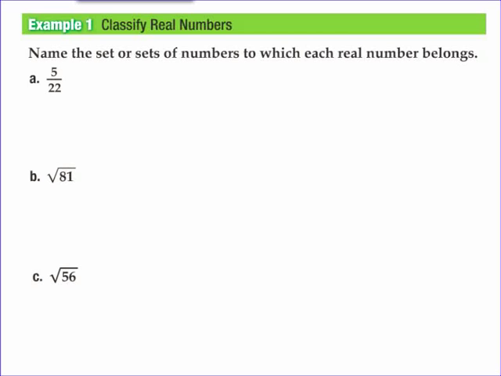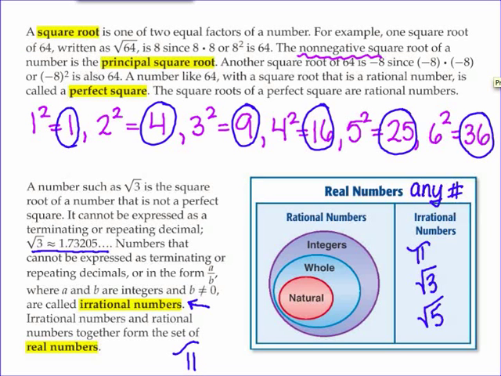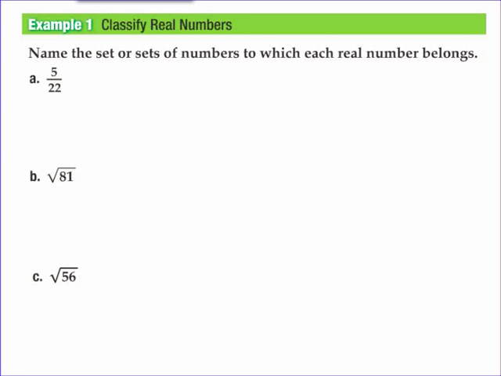So let's go ahead and look at an example. We're going to start with the number 5/22. If I go back to that Venn diagram, I need to figure out where 5/22 belongs. Is it a natural number? Is that a number you can count on your fingers? No. Is it a whole number? No. Is it an integer? No. What is 5/22? It's just a rational. It's just a fraction.